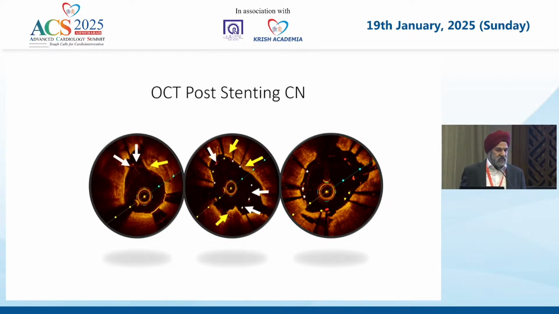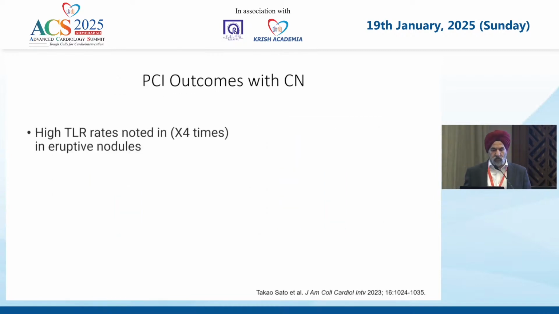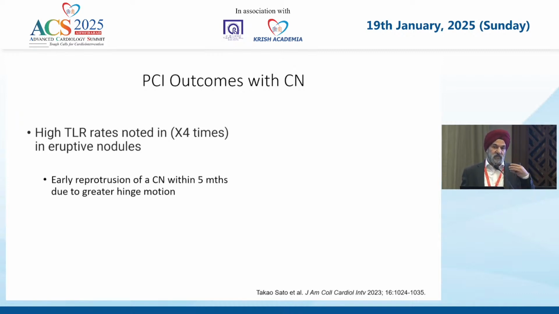And there is enough literature. Yellow dots show you the calciums, and there is enough literature which tells you that stent edge dissections as well as incomplete stent appositions are very common with nodules. So you should accept them. Overall, patients with nodules, as I told you, have worse outcomes. The TLR rates are much higher. And if I have to compare between these two, eruptive and non-eruptive, protrusive or eruptive nodules have much worse outcomes. This is probably because there is enough literature to say that there is reprotrusion.